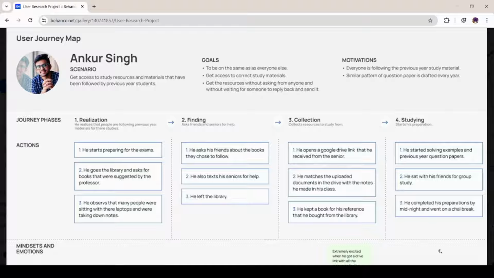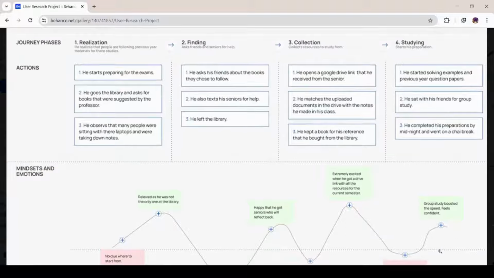Firstly, a scenario is given to your persona. A persona was previously defined, and then a scenario is given that this particular person wants to get access to study resources and materials that have been followed by previous year students, and also have been kept by previous year students. So that's the scenario. This person wants access to study materials and resources, right?